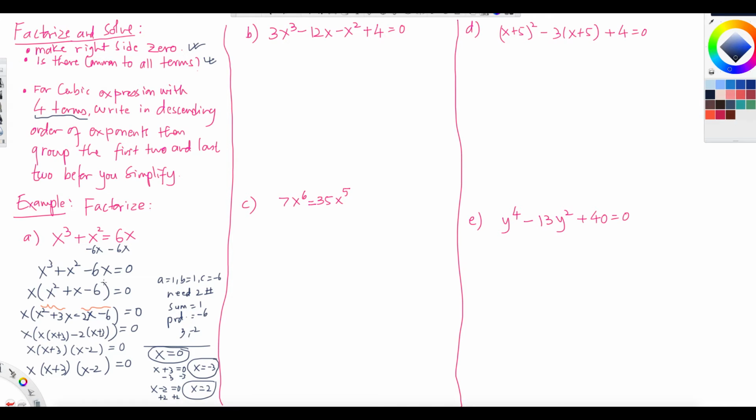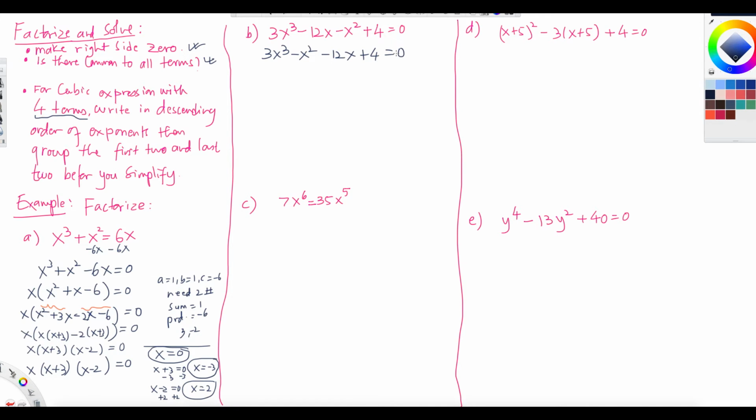But sometimes you don't get the common thing out. In example 2, first thing you do is make the right hand side 0. It is already 0. Is there anything common to all the terms? There is nothing common to all the terms. This is the cubic expression. It has 4 terms, right? We write in descending order: 3x cubed minus x squared minus 12x plus 4 equals 0.